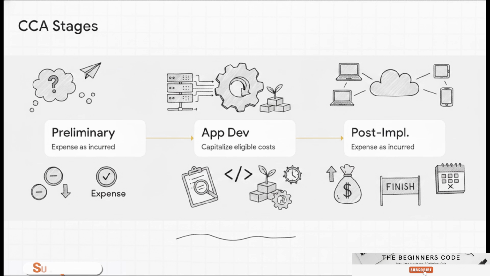But what about the digital birth of something like internal use software? Well, under cloud computing arrangements, we have to carefully navigate this razor-thin boundary across three distinct stages. In stage one, the preliminary project phase, you literally expense everything as incurred. But then you hit stage two, application development, and that's where you start capitalizing eligible costs. We're talking coding, testing, direct payroll. Once that software is actually ready to go, boom, you hit stage three, post-implementation, and you're right back to expensing costs as incurred. The timing on this is everything.